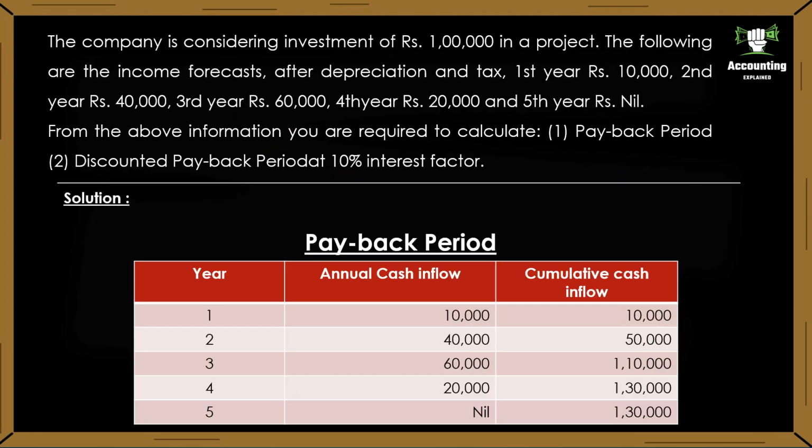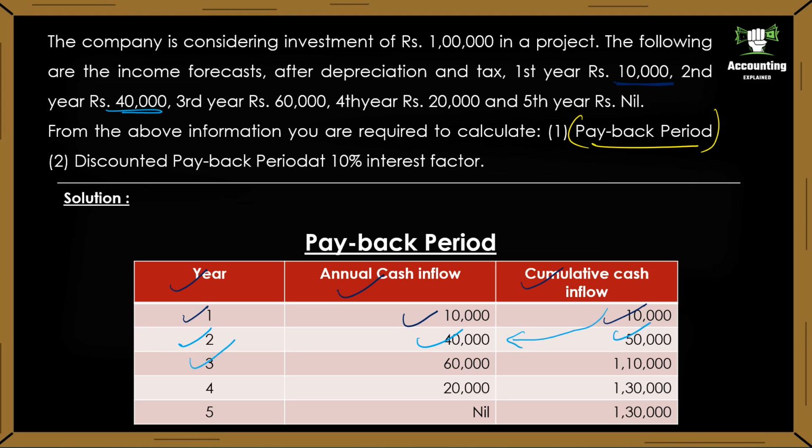First, we are going to calculate payback period, that is a traditional payback period. For that, we have to prepare a table. In that table, we have three columns: year, annual cash inflow, cumulative cash inflow. First year, annual cash inflow is how much? 10,000 rupees. Second year, annual cash inflow is how much? 40,000. So take 40,000. Now cumulative cash inflow is 10,000 plus 40,000, it is 50,000.